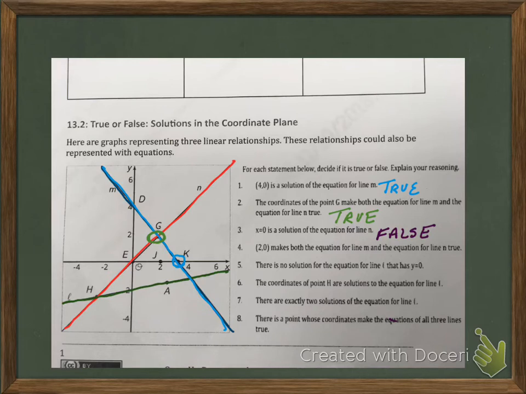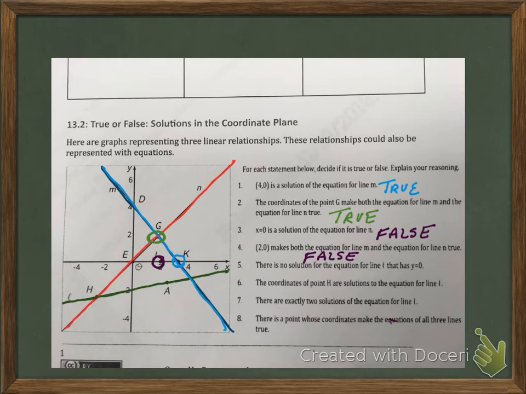Number 4, (2, 0) makes both the equation for line M and the equation for line N true. (2, 0) is right here. And you want to decide whether or not that makes M and N true. And that should be false, since it does not fall on either of those lines. It cannot make them both true.